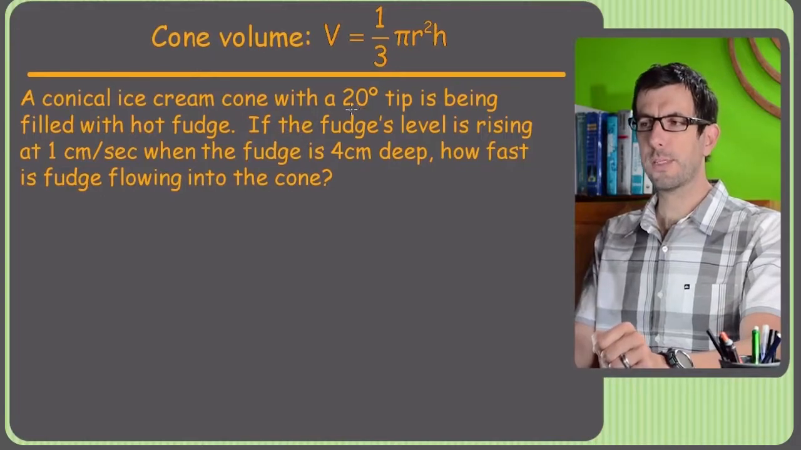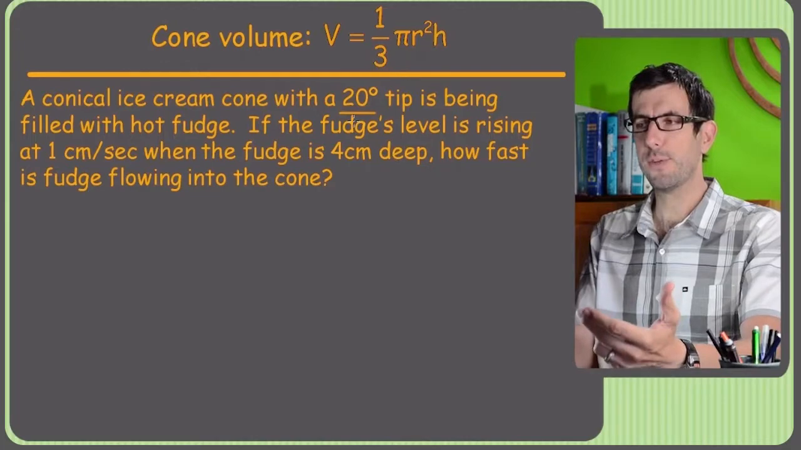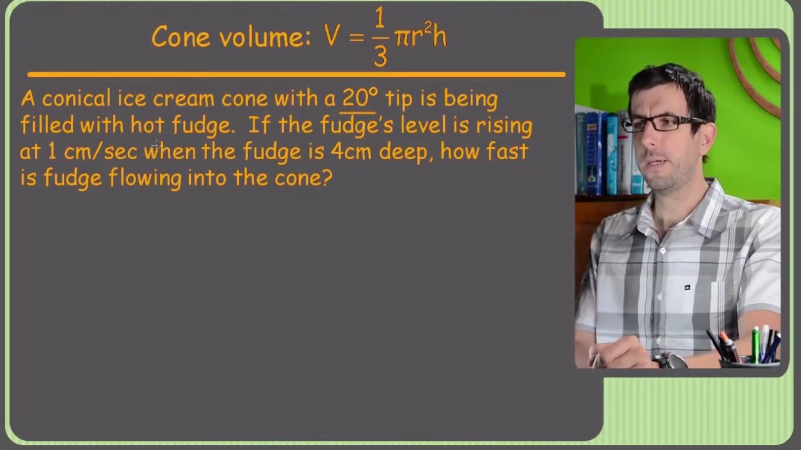Like, for example, look at this one. It's got a 20-degree angle in it. When's the last time you saw that? You haven't, right? That pretty much means we have to use SOHCAHTOA or actual trig, not just one of these 30-60 shortcuts. So let's take a look.